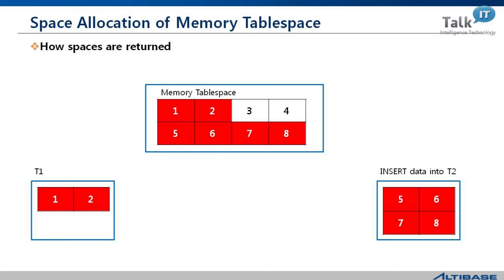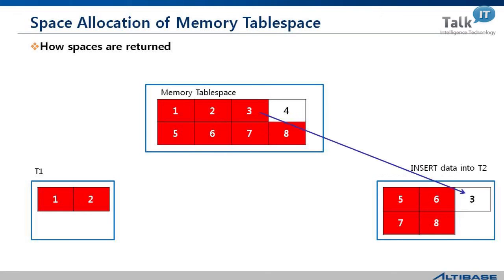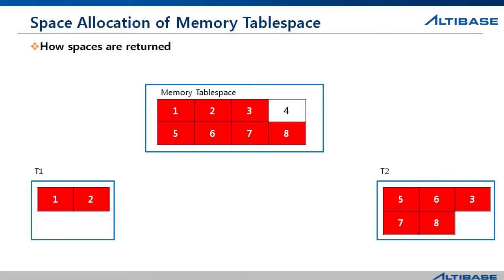The insert has been executed on T2. As the insert has been executed, the memory table space can allocate the free page for table T2, page number 3, and that free page from the memory table space is changed from free to use. And also that free page is allocated to T2. Once the free page is allocated to T2, the data is inserted and the page status in the table is changed from free to use as well. So let's try another insert to T2.